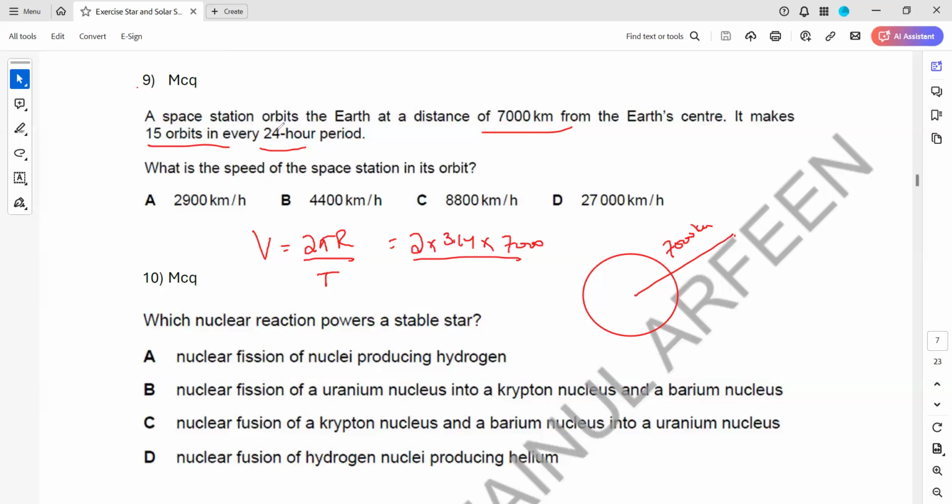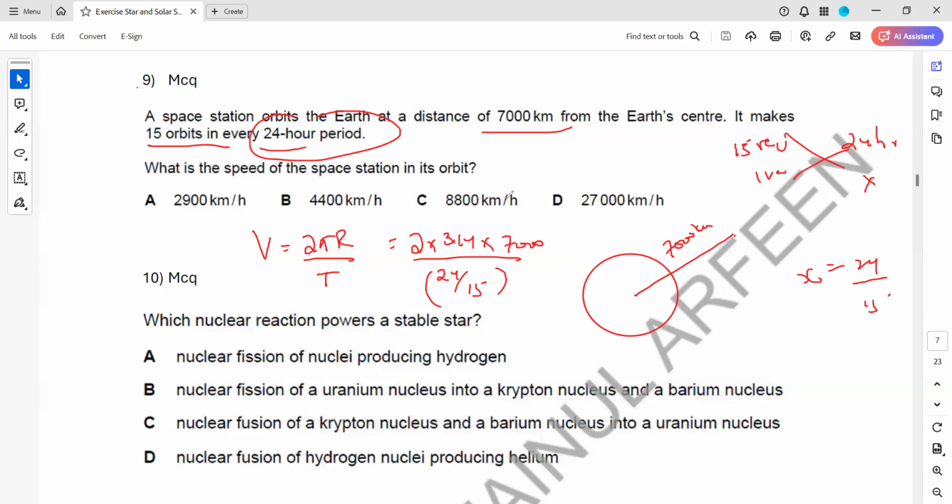So how much time will it take to complete one orbit? This is the time for 15 complete orbits, 24 hours. So 15 orbits, or 15 revolutions, are there in 24 hours. One revolution will be x. We just cross multiply, so x will be 24 divided by 15. That will give us the time for one revolution.